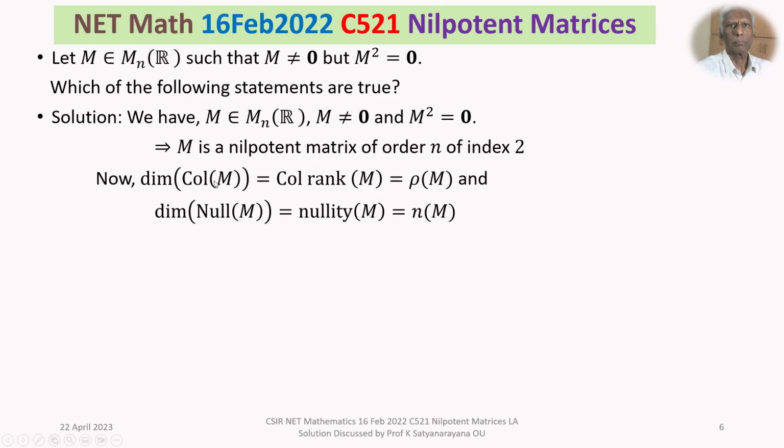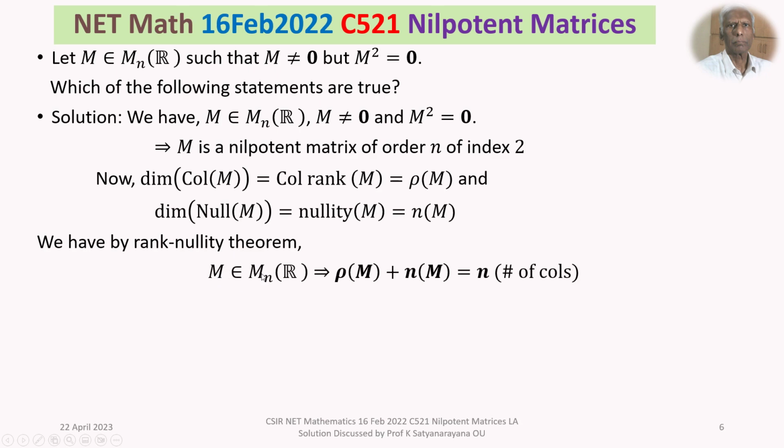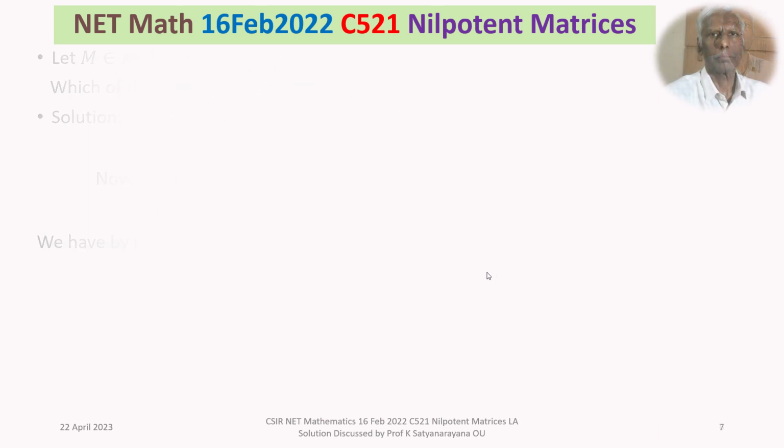Dimension of the null space of M is called the nullity of the matrix M, and it is denoted by n(M). Now, because we are getting the rank and nullity here, we recall the rank nullity theorem. For any square matrix of order n with real entries, the rank of M plus the nullity of M is equal to the number of columns of the matrix, that is n. We continue in the next slide.